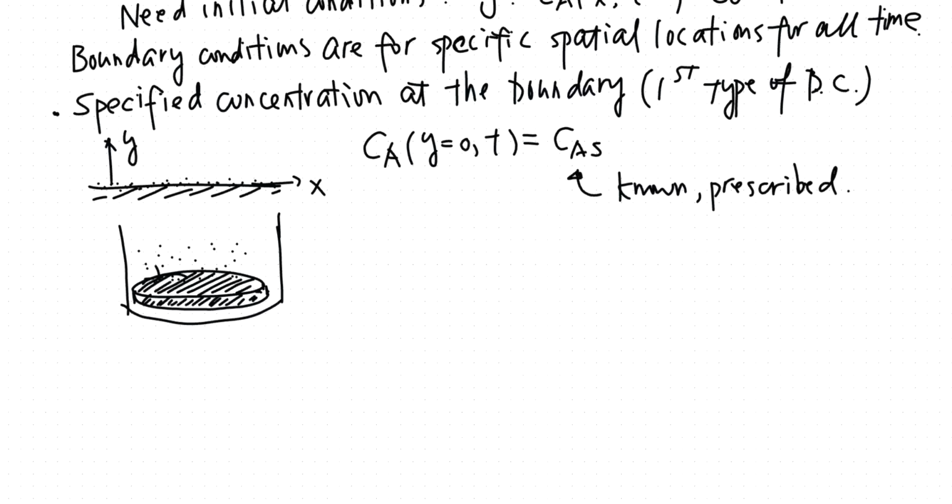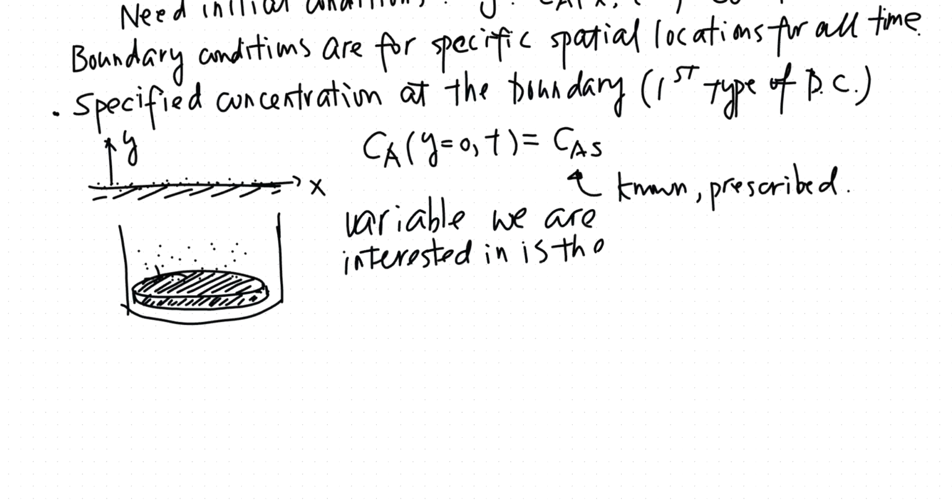The reason we call this the first type mathematically is that what you are given is the value of the variable itself. The variable we are interested in, which we call the primary variable, is the concentration.